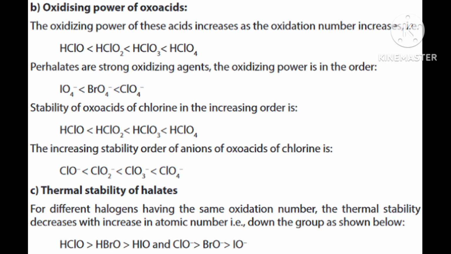O2F2 oxidizes plutonium to PuF6. Plutonium will convert to plutonium fluoride, PuF6. A question is asked on this: the reaction is used in removing plutonium as PuF6 from spent nuclear fuel. This reaction is very, very important.